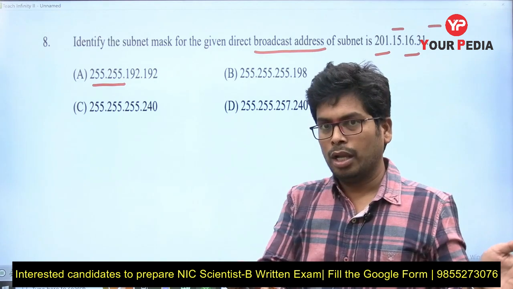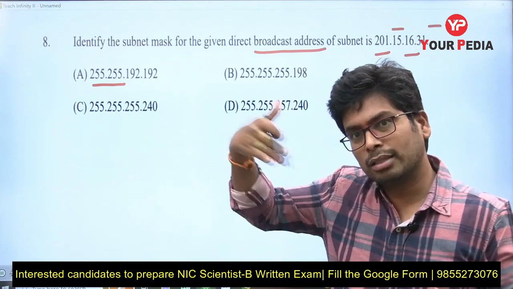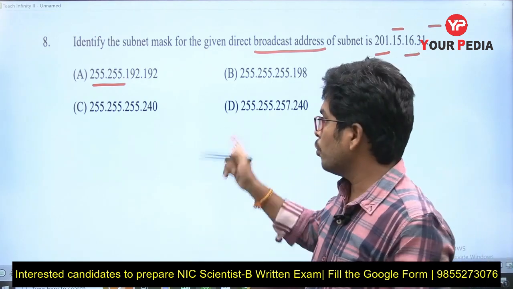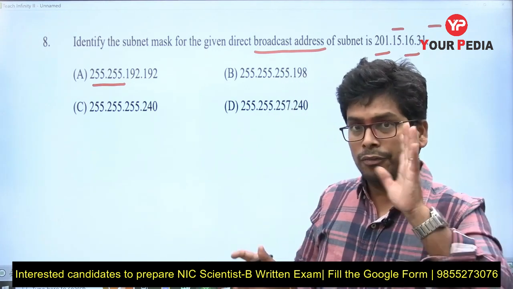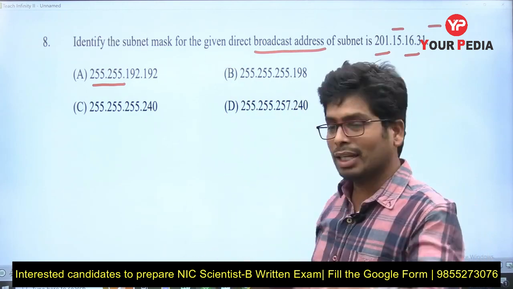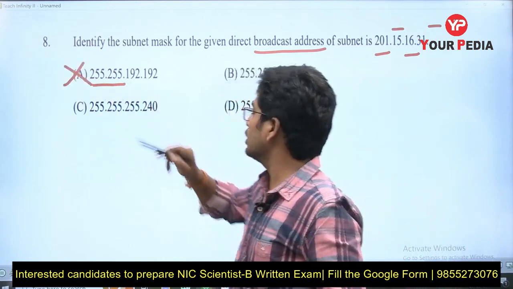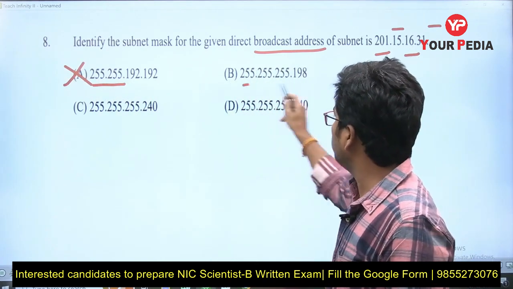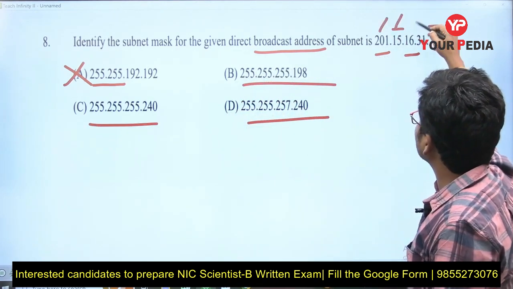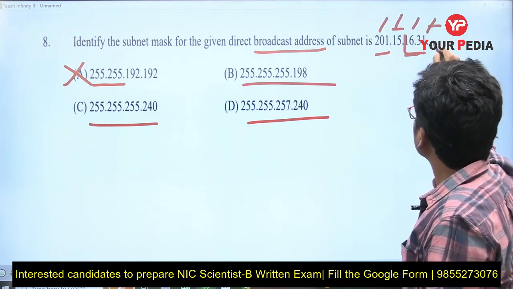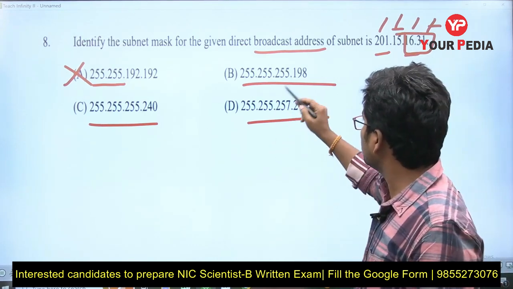Mostly we will take category C type only. Always the last octet deals with the system address, host address, but the remaining 3 octets deal with the network address. So whenever anyone asks a question about the network mask, first you should decide in the options whether there are 3 255s or not. Here only 2 255s are there, so that's not the right answer. So the answer may be B or C or D, but the question is 201.15.16.31. So 16.31 must come.